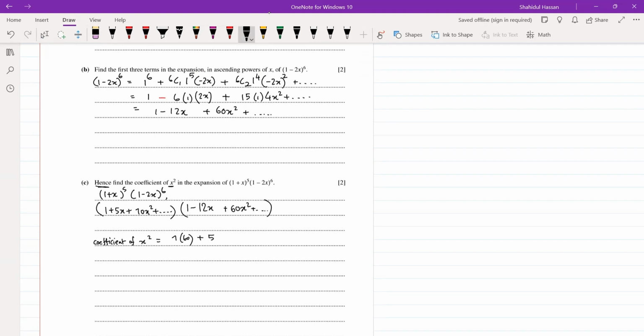5x should be multiplied with what to get an x squared? Minus 12x. And then 10x squared, 10 should be multiplied with what to get an x squared? It should be multiplied with 1. Whatever else is here are cubic terms, multiplying with anything you are never going to get an x squared term. 60 into 1 is 60, minus 5 into 12, that's also 60, plus 10, so 60 minus 60 is 0, plus 10 is 10. So the coefficient of x squared is 10. Understood? Yes, sir.